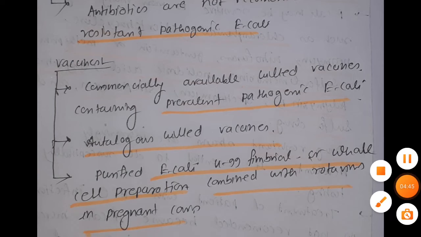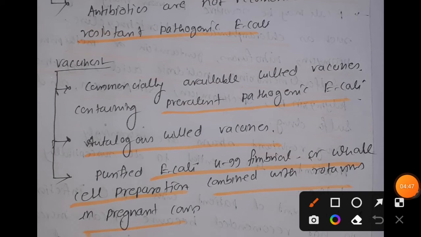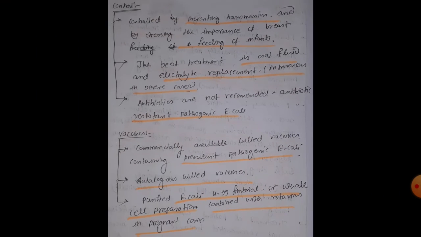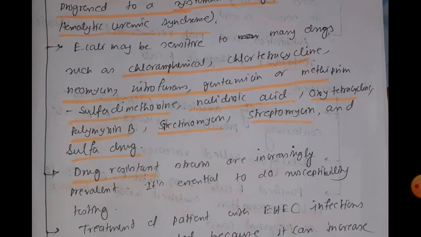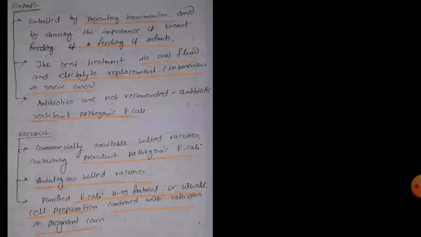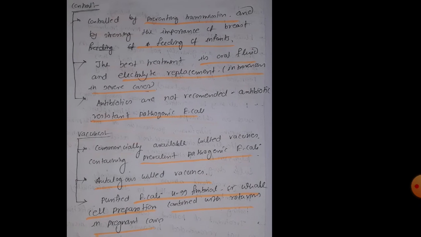Vaccines are luckily available. A commercially available killed vaccine containing pathogenic E. coli and an autologous killed vaccine are also available, and a purified E. coli K99 fimbrial or whole cell preparation along with rotavirus vaccine in pregnant cows is also important. So that is the last video for E. coli, where we have talked about the treatment, control, and vaccinations.